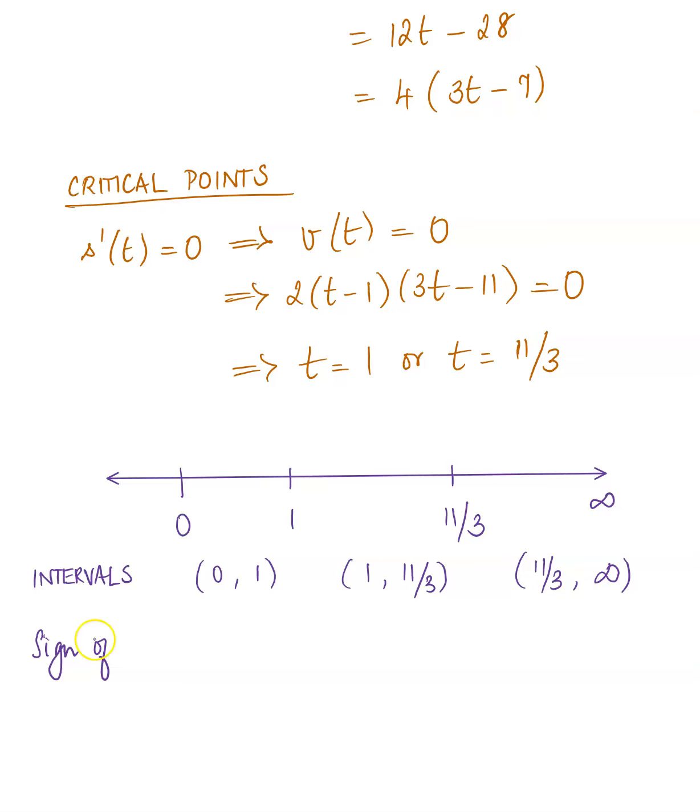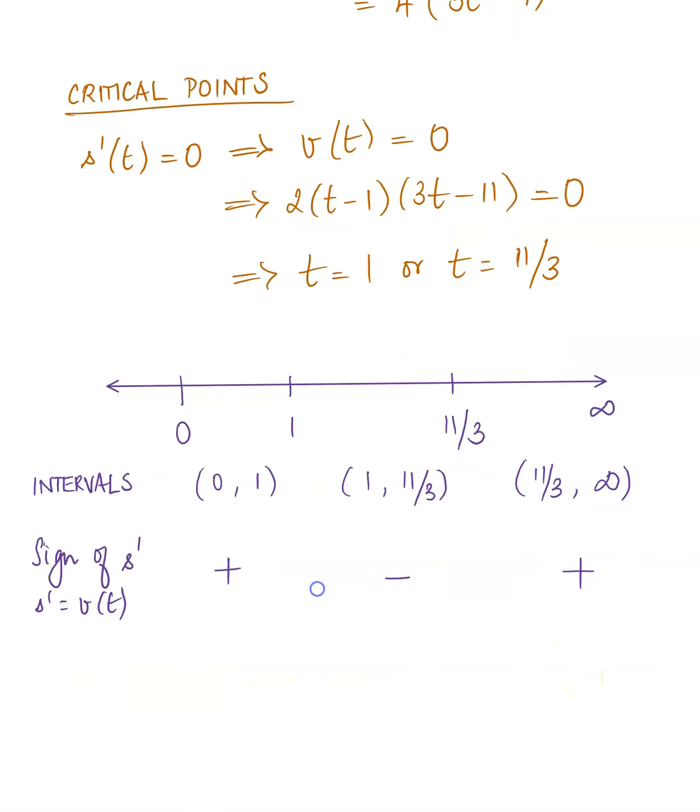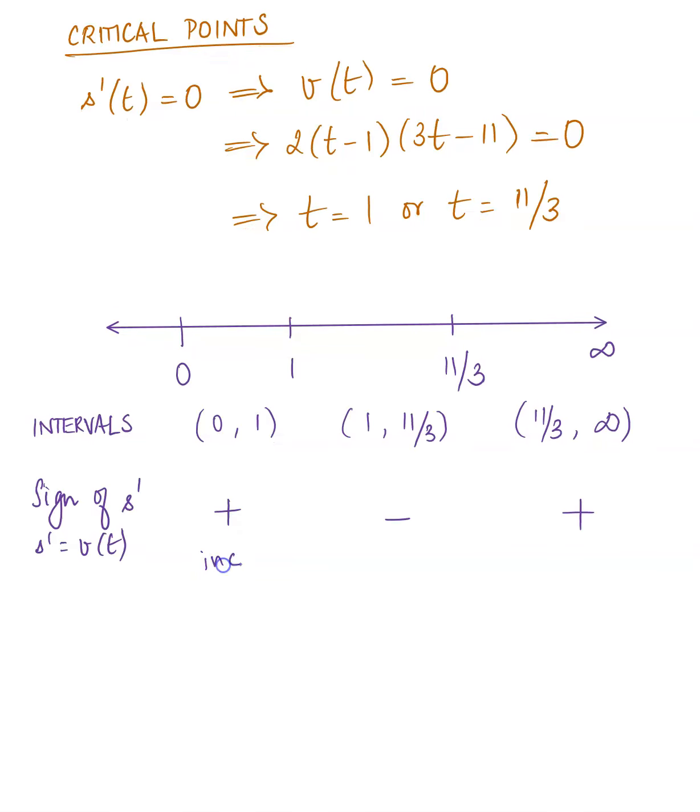Sign of f prime, remember that? Here it is, s prime. Choose a test point and plug it into s prime. Between 0 and 1, you could choose a half. Plug that in, and s prime is the same as v of t. You get positive, negative, and positive. Positive means it's increasing, decreasing, increasing.